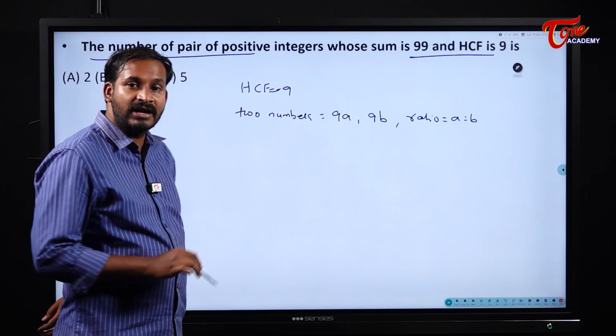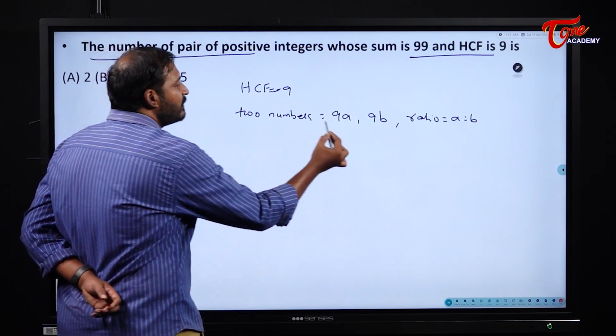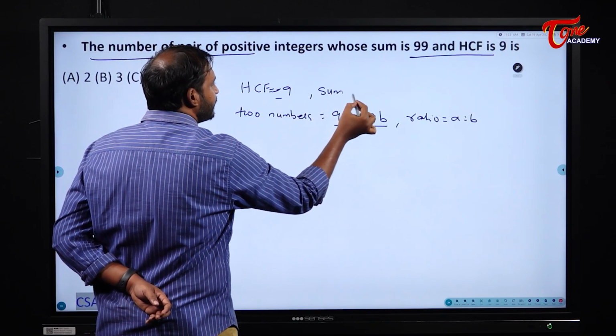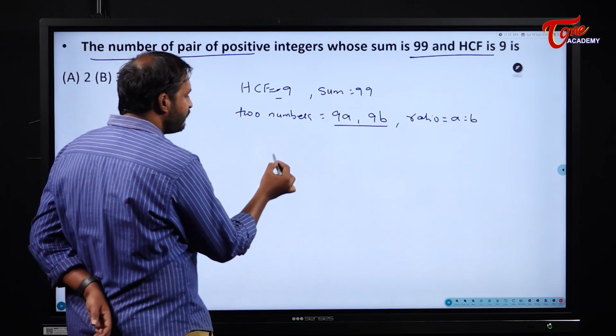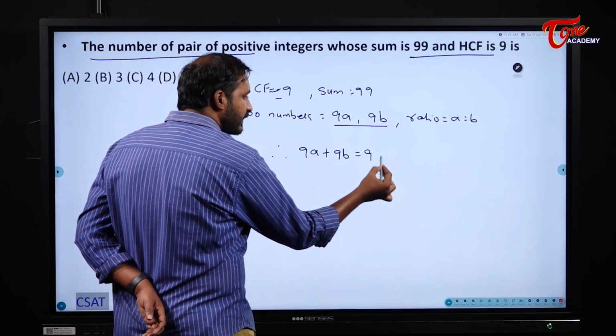And A and B are what? Co-primes. Now, the two numbers are 9A and 9B, right? And the sum they have given for us in this case is what? 99. The sum given for us in this case is 99. So that means therefore 9A plus 9B is equal to 99.